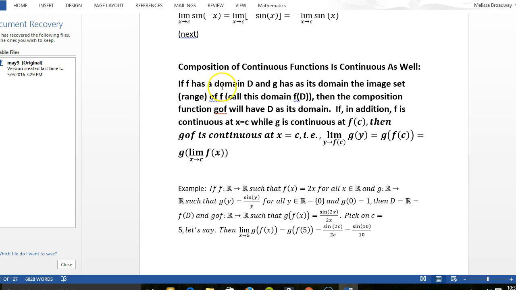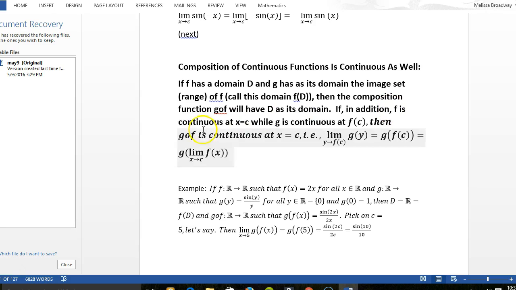So if F has a domain D, and let's just assume D is not empty, of course, and G has as its domain the image set F of D. So we're going to let F of D be the image set of F. In other words, F of D is a collection of all elements that D gets mapped to under F. Okay, then the composition function G compose F will have D as its domain. Well, sure, but that's not very exciting.